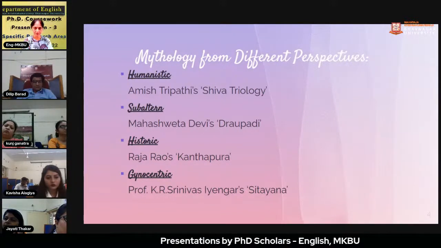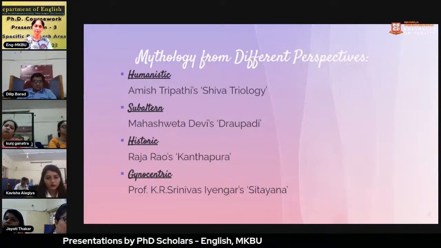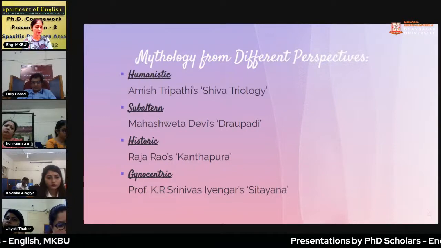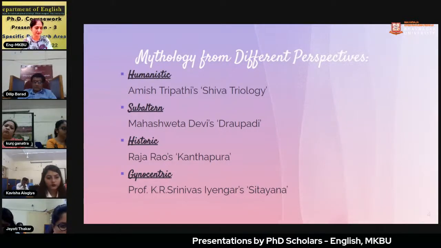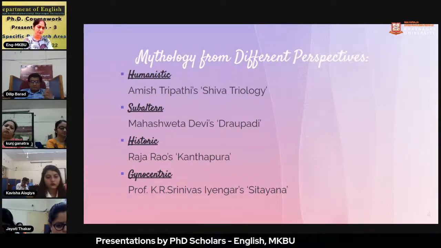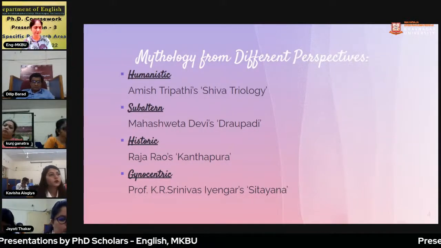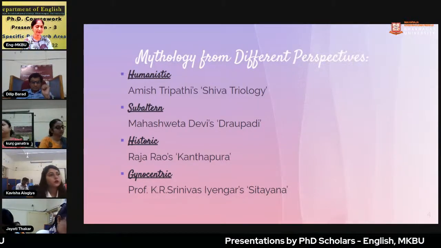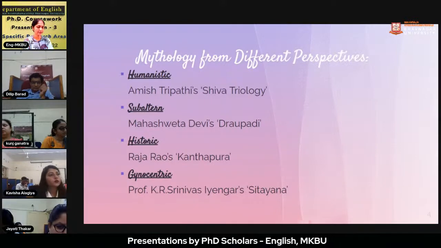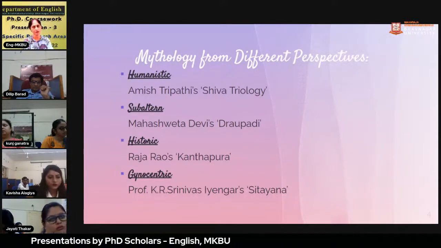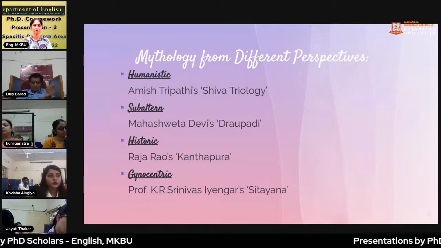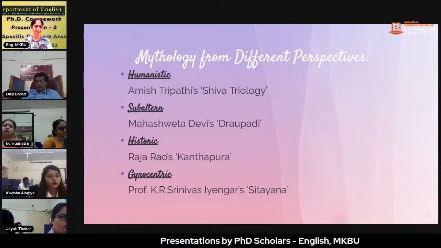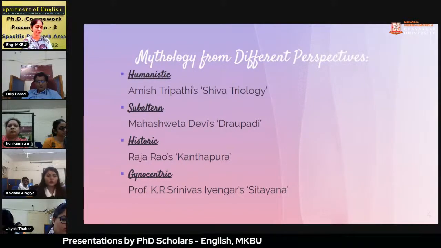And the most important, because it is related to my presentation, and the last, is gynocentric. Professor K.R. Srinivas Iyengar's epic in English, Sitayana, was published in 1987. It is a striking example and a kind of trendsetter, a long narrative poem about Sita. The original Ramayana is considered to be Valmiki's Ramayana, written by Maharshi Valmiki, who was a male.